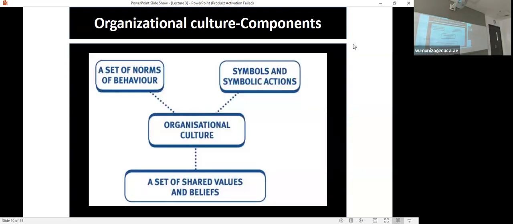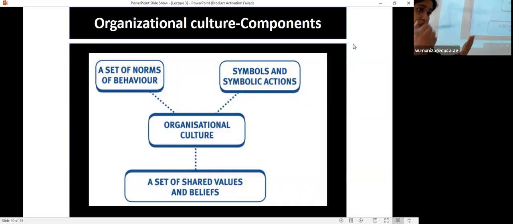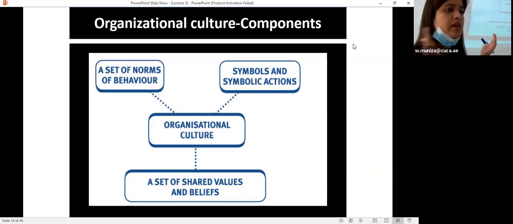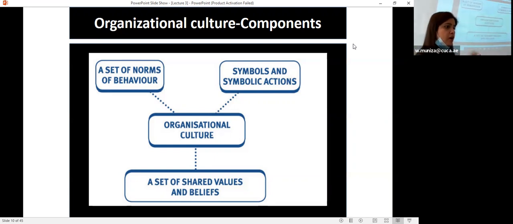Okay. Organizational culture has three basic components, we can say. A set of norms of behavior: what are the rules and regulations which an individual has to follow? Simple and symbolic actions: when a person performs any kind of activity, say for example, a particular dress code, or a particular badge. This is a simple or symbolic action. By performing an action, it becomes known to the other person that this is a rule. It becomes part of the culture.